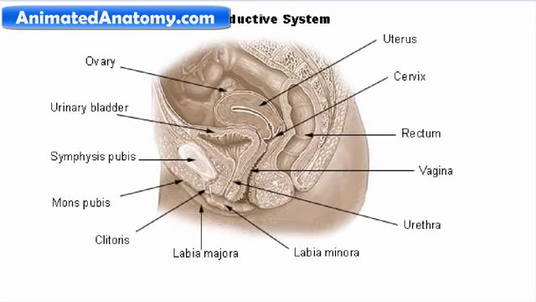So here we see everything in the sagittal section. Here is the labia minora and the labia majora that I explained. Here is the urethral opening and the urethra. And then here is the bladder, where the urine is. Then here is the vaginal opening, and then here comes the vagina.